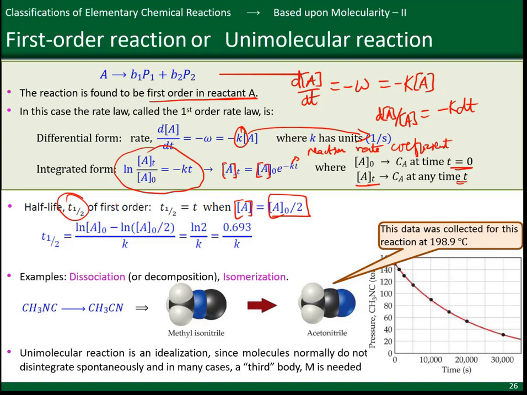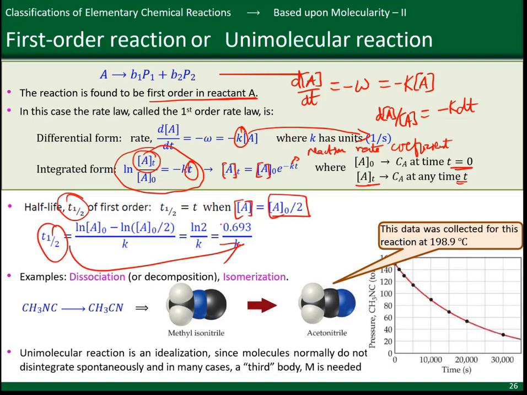When you use this particular formula, ln of A at time t by A naught is equal to minus kt, I'm trying to find out what the half-life is, the time at which the concentration A is equal to A naught by 2. I can simply write it as t half is equal to ln A naught minus ln A naught by 2, which is the value of A at that particular time, divided by k, which comes down to 0.693 by k. So the half-life for a first order reaction can be directly written as 0.693 by k.